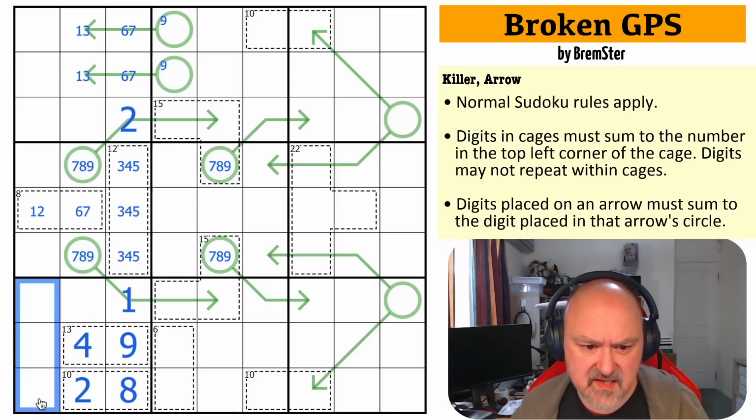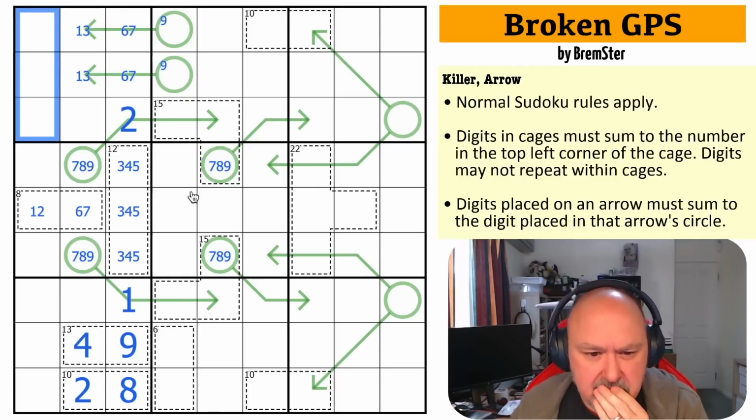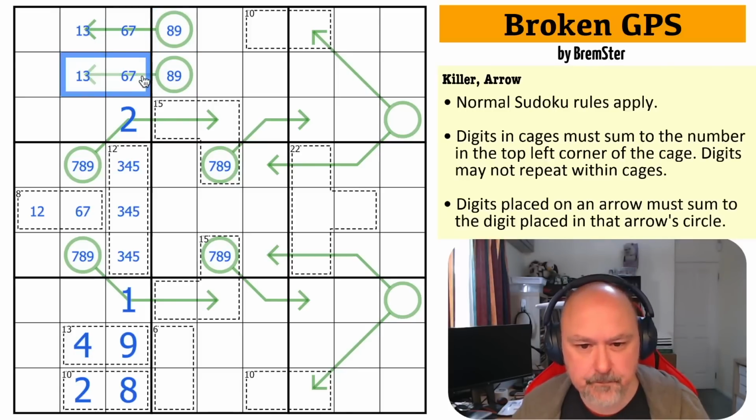Three is now down here somewhere. These 4 is in here. Wow, this is weird. And this is an 8-9 pair. We know this is an 8-9 pair because one of these is 1, 7 and the other is 3, 6.